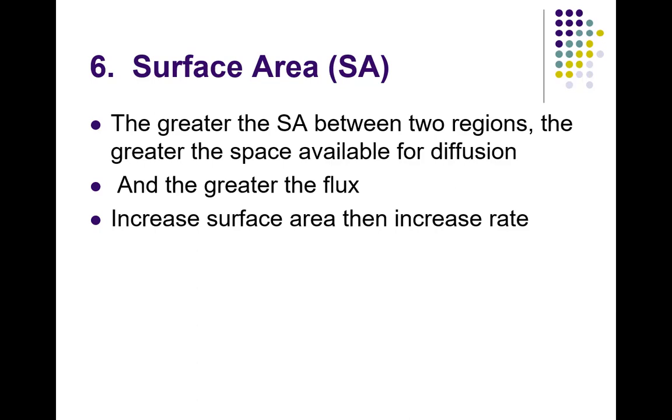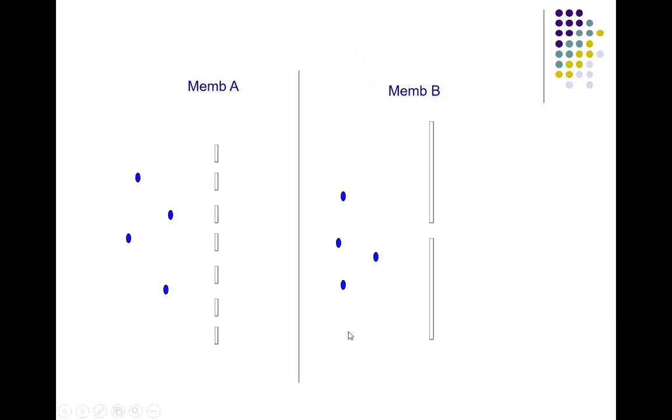Surface area is really important when we start looking at how many pores you have available for certain ions to cross. Or if you think about carbon dioxide and oxygen, having a big surface area is going to allow for the best exchange of those gases. So in real life situations, increasing that surface area is going to increase the rate of diffusion.